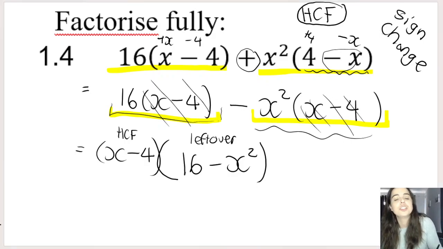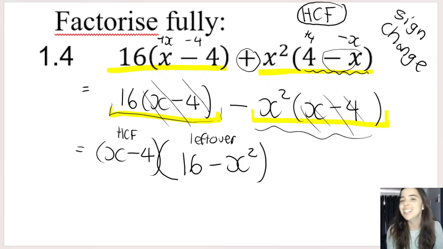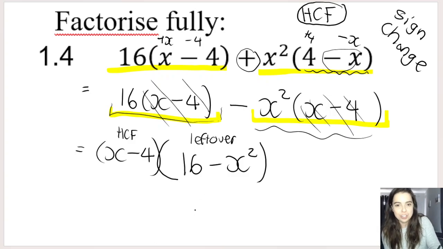Now you might think that you're done with the factorizing. No, you're not done with the factorizing. So what I always tell my students is when you think you're done with factorizing, so you've taken out the highest common factor, you've got your leftovers, and you think, cool, I'm done, think again. Always look inside your brackets and think, can I factorize more fully, or can I factorize again?